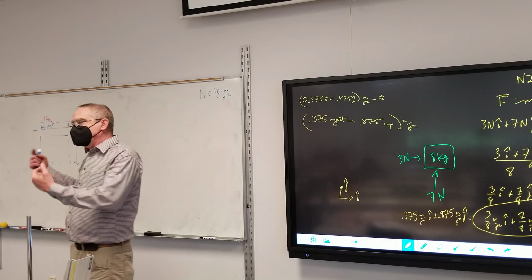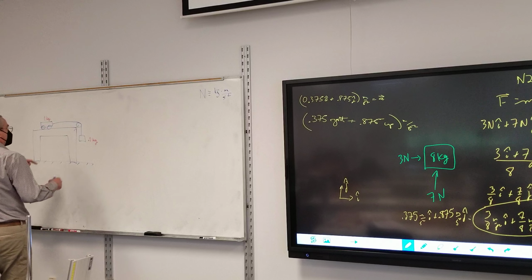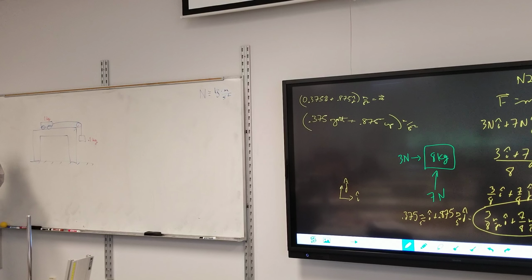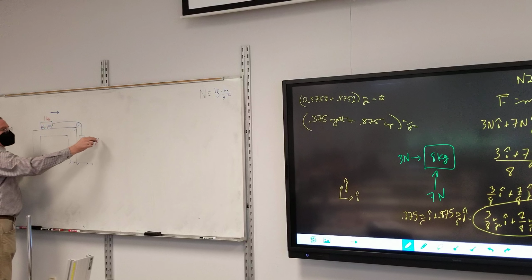When I have things that are moving in different directions but they're tied to each other, this is some sort of string. It's an ideal, perfect string, so it's not going to stretch. It's not like that's going to stay there and this is going to suddenly bungee jump. So this is going to move to the right, and that's going to move down.